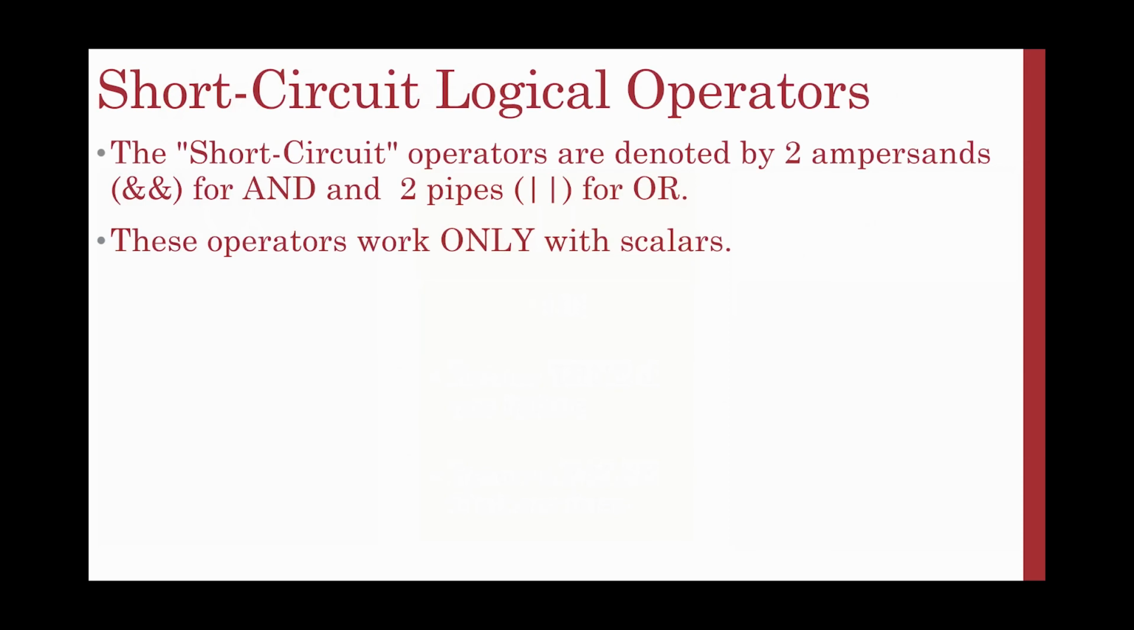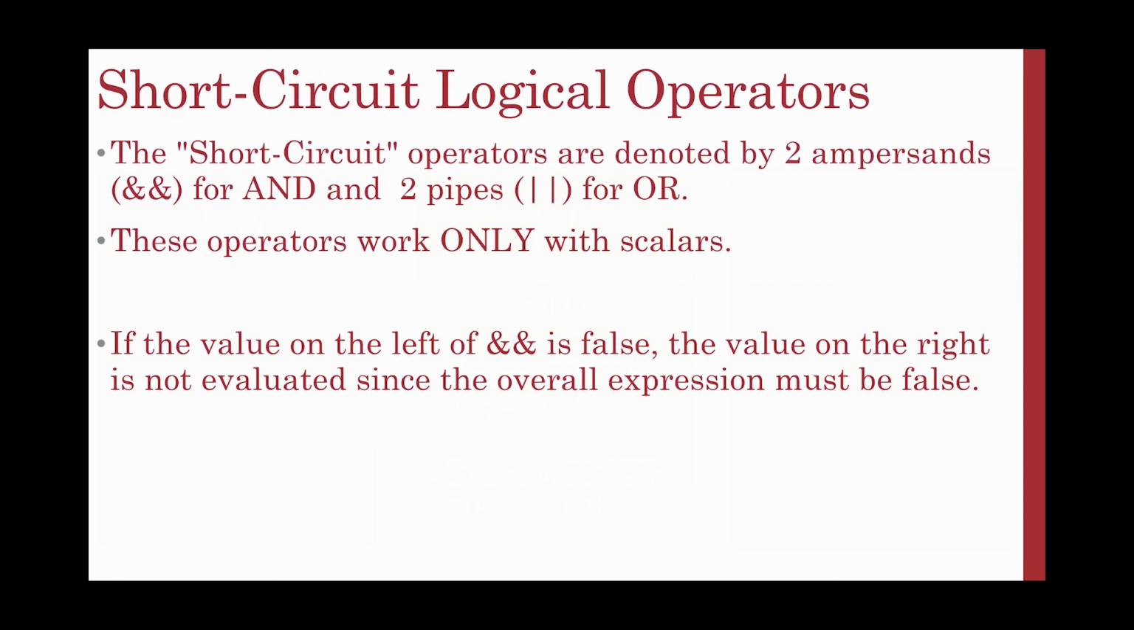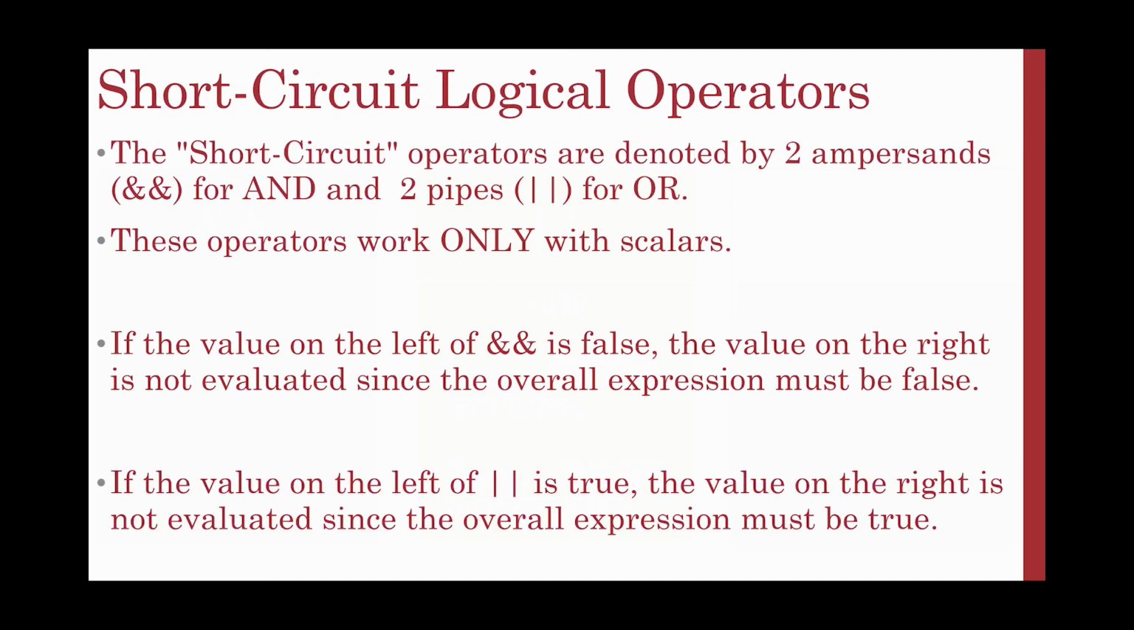So as a shortcut, logical operators are denoted by two ampersands and two pipes. These are your and, or. The operators only work with scalars, so you cannot use these with vectors or matrices. If the value on the left side of the and is false, the value on the right side is not evaluated, since the overall expression must be false. If the value on the left of your or statement is true, the value on the right is not evaluated, since the overall expression must be true.